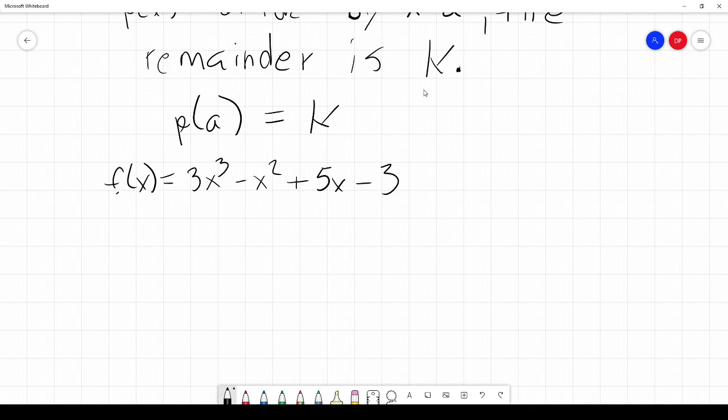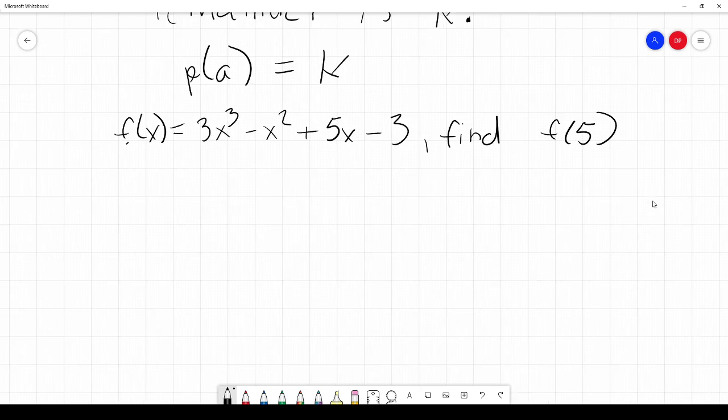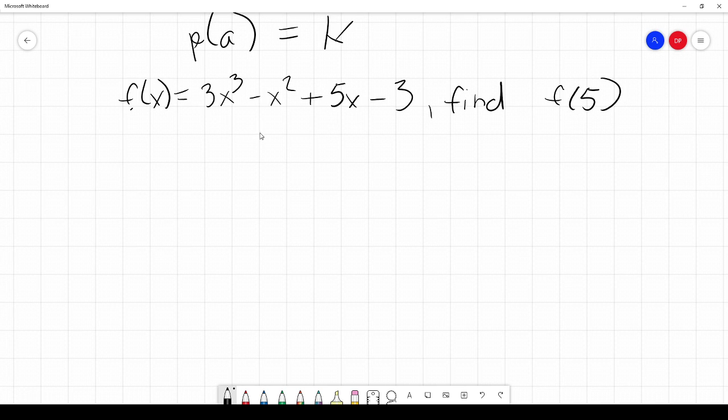Okay. All right, and so let's say we want to find, I'll word it like this, let's try to find f of 5. Now the easiest way to do this would be just to plug in the 5, use your calculator, and we'll do that in a minute to check. But according to the remainder theorem, another way to find this would be to divide this by x minus 5.